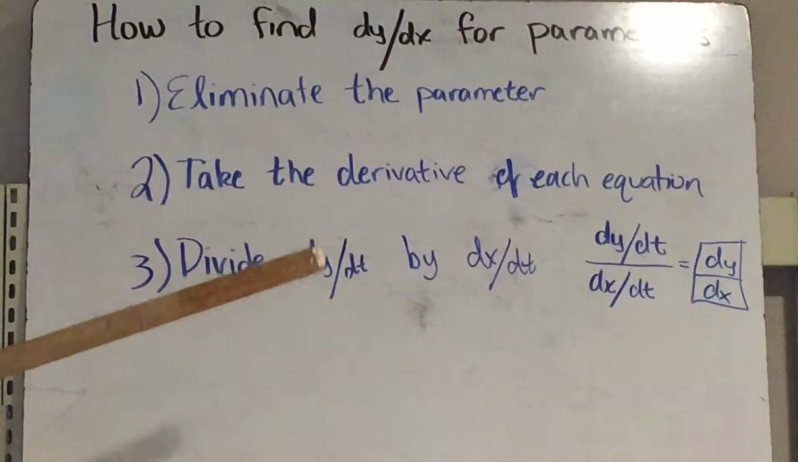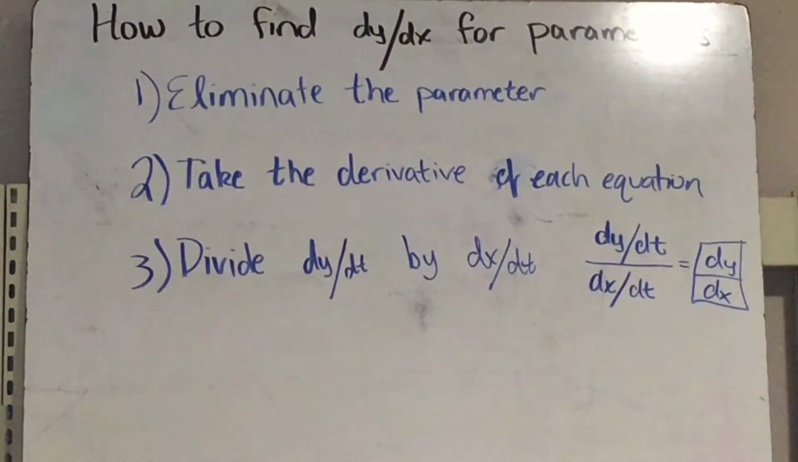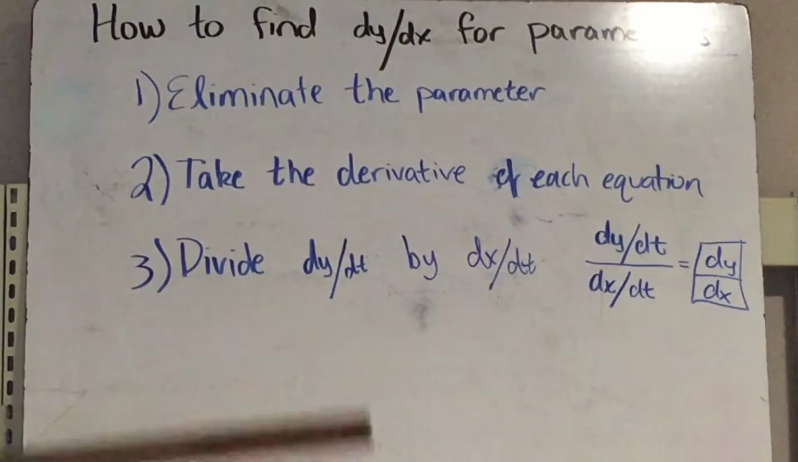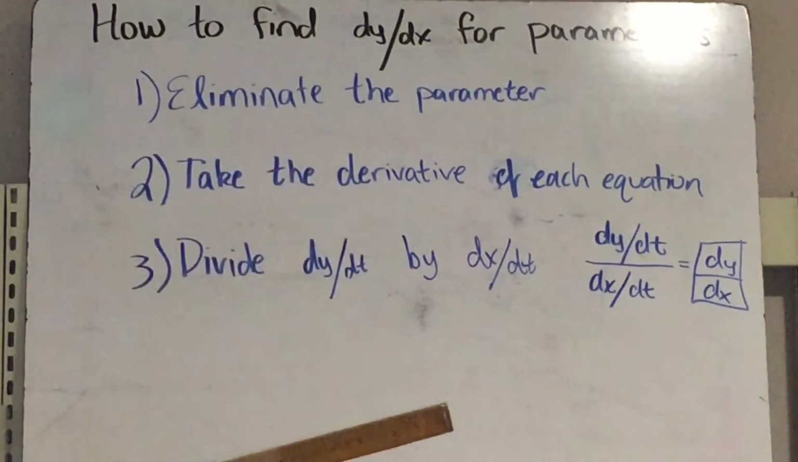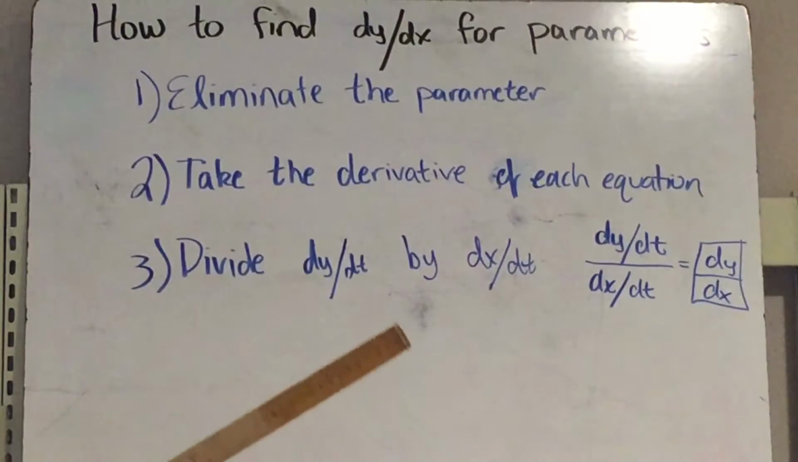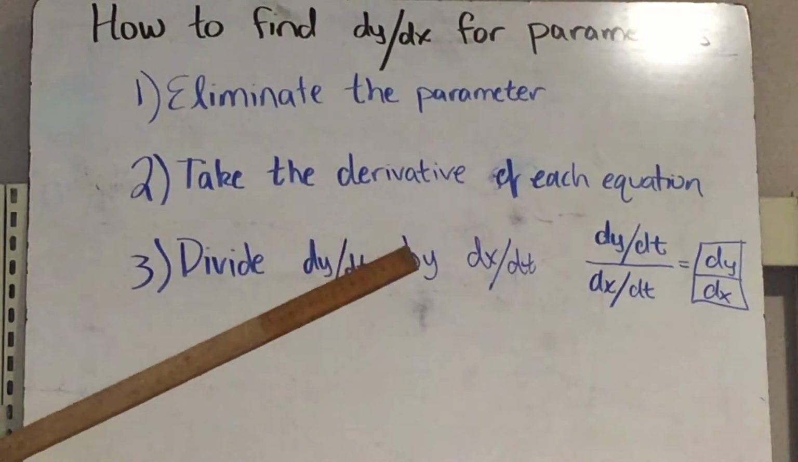So how do we find dy/dx with parametrics? So there are 3 steps. The first step is to eliminate the parameter. So we learned how to eliminate the parameter in a previous video. So if you're still confused with this step, refer to that.